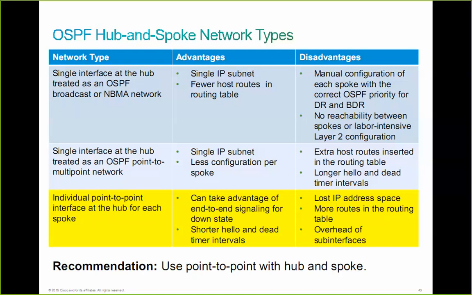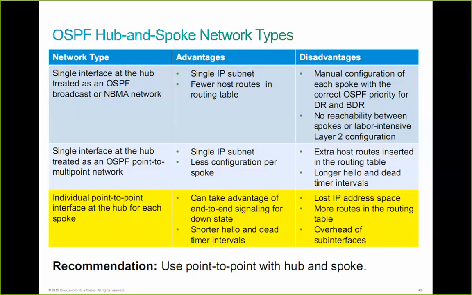All right? Now, point-to-point, which is the one that's highlighted. Now, there might be a reason why it's highlighted. Well, it says at the bottom of the slide, use point-to-point with hub and spoke. It takes a lot more work initially to do the configuration. Each sub-interface adds a route to the routing table. That makes this option about equal to point-to-multipoint in terms of how the routing table is impacted by the number of routes.